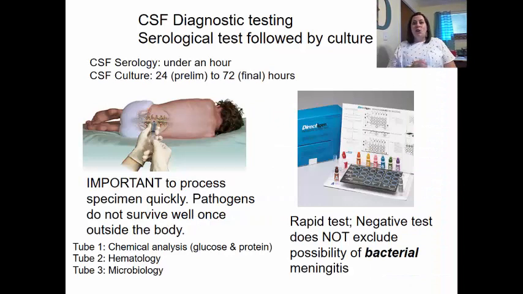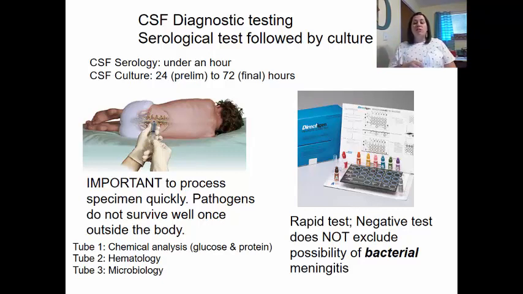In order to diagnose what kind of meningitis is present, we would have to do a cerebral spinal fluid diagnostic test, so the CSF diagnostic testing. We would do serological tests followed by a culture. The serological test can be done in under an hour. However, the cultures can take 24 to 72 hours. In the first 24 hours, it would give us the preliminary results. However, at 72 hours, we would have the final results of what potentially is causing that infection.